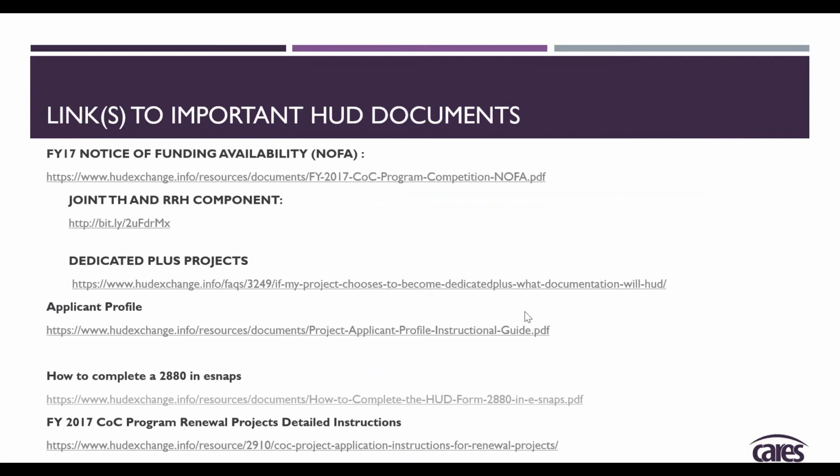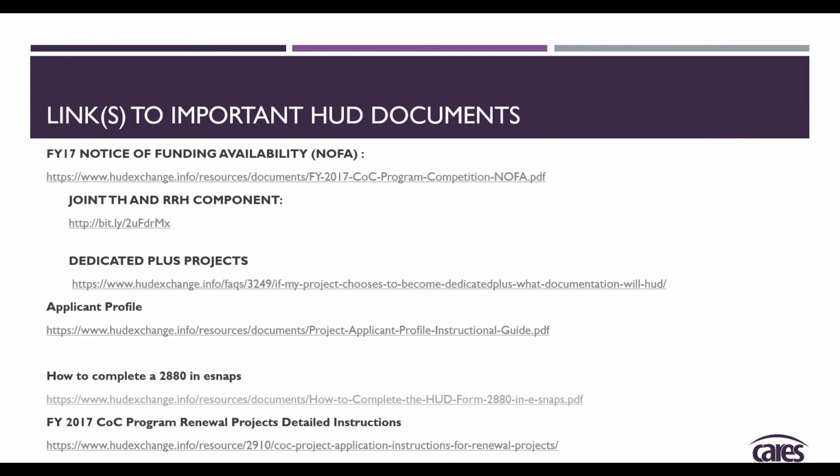All right, so I know this was all a lot, and it was very quick that we went over it. HUD put out a lot of information, and almost all at one time, in order to complete the NOFA. So the very first link here is the NOFA itself, which is about 70 pages. The next link really explains the new joint project. The next details the Dedicated Plus projects. The third gives you a step-by-step guide in how to complete your applicant profile if you're struggling.